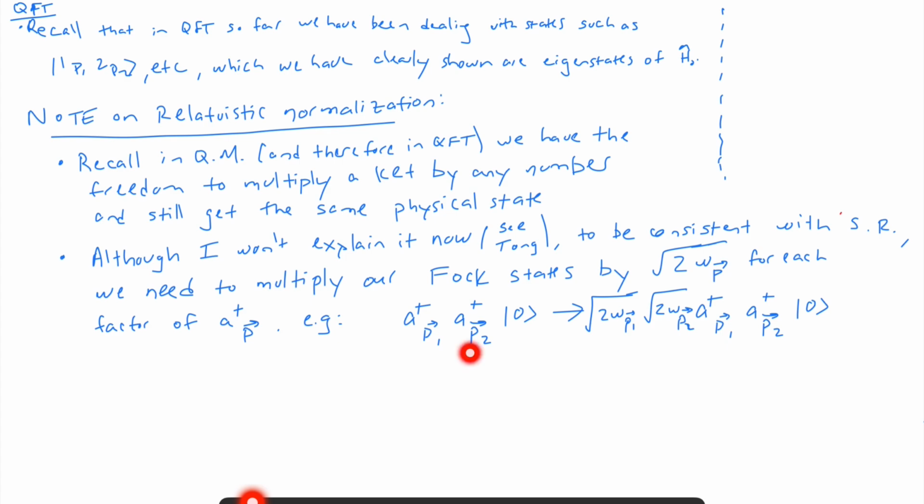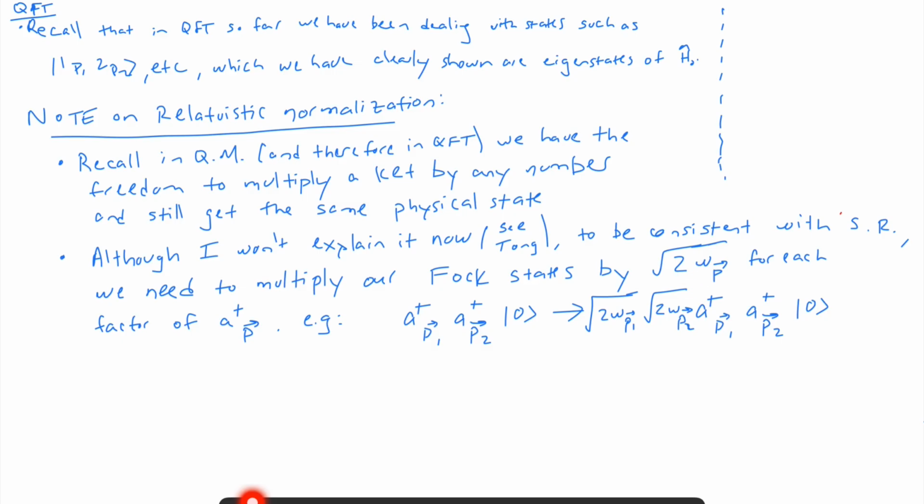And then the same factor for this here, square root of 2 omega P2, and then the rest of it is still the same. It still gives you the same physical state, you just multiply it by a number, and this is the number you have to multiply it by. If you have other P3, this should be P3. If you have this twice, you should see two factors of this, and so on and so forth. That's just to be consistent. So we don't have to get bogged down in this.